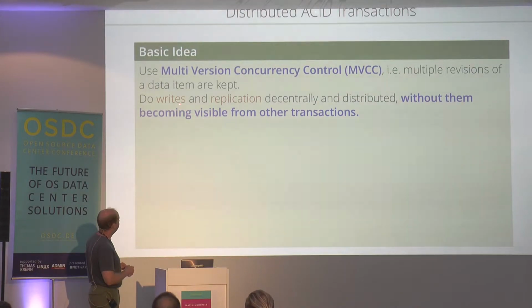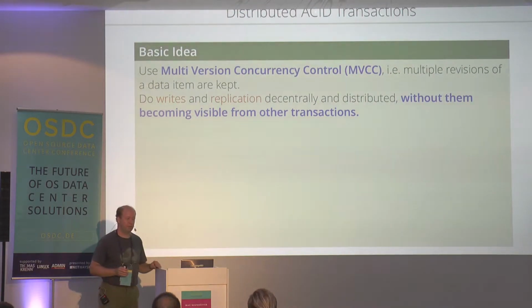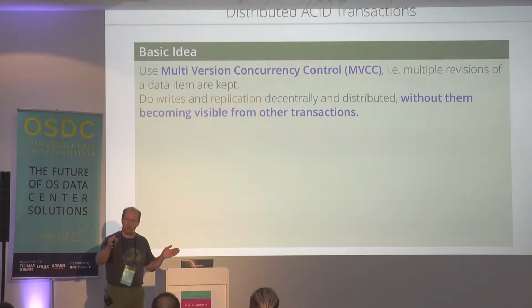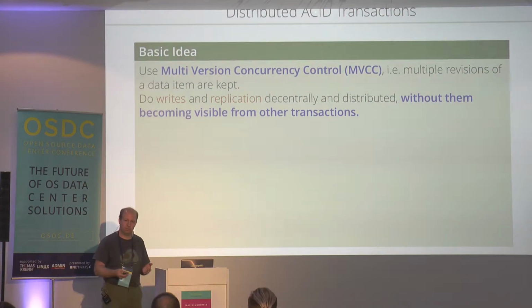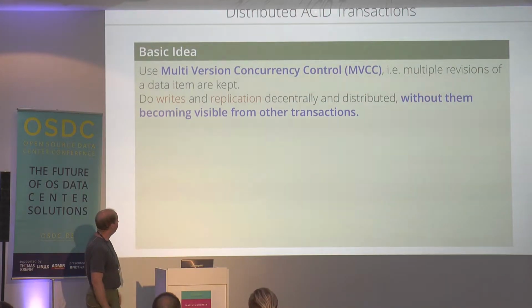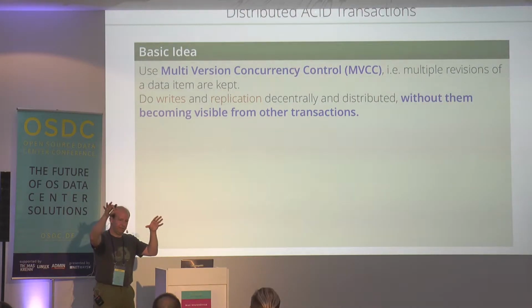Now, you will have to do writes and replications decentrally because you want to scale out. You want to have multiple machines available. You have to do replication for durability. But you have to do it in a way such that they are not yet visible.